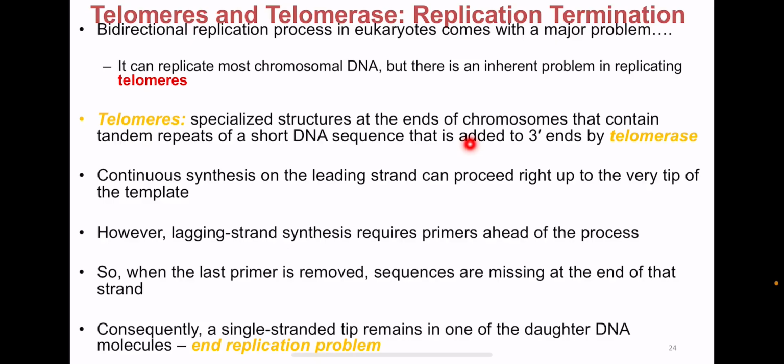So let's go over what a telomere is. Telomeres are specialized structures at the end of chromosomes, as I said, and they are added by the enzyme called telomerase. Telomeres are mostly added to the 3' ends of your DNA structures.